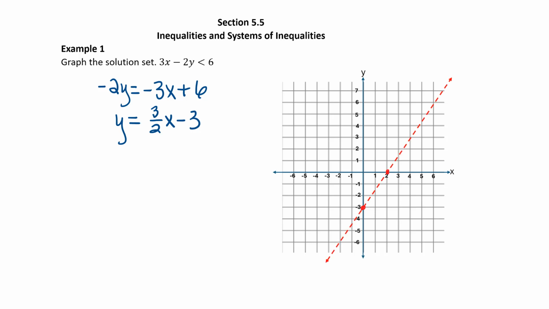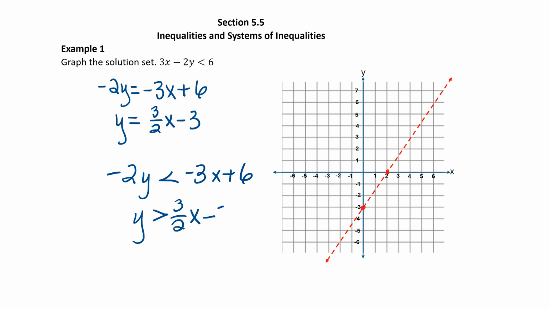Now, we don't want the line, we want the inequality that is here. So if we write that inequality in terms of y, we are going to have y is greater than 3/2 x minus 3. Because when we divide by negative 2 in that situation, we have to flip the sign. So we have this inequality. We don't have y equals 3/2 x minus 3, so we don't want to include the line in our graph.